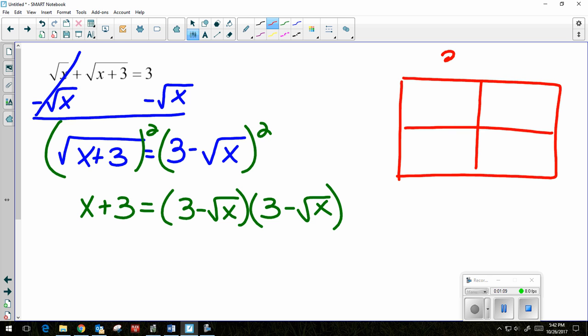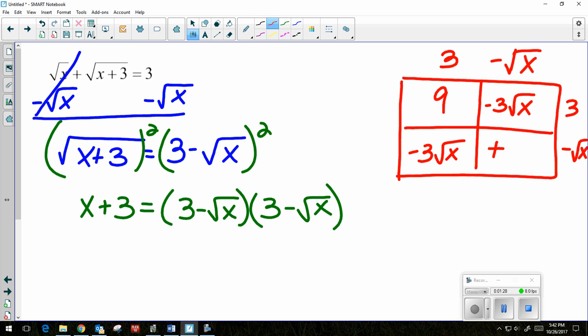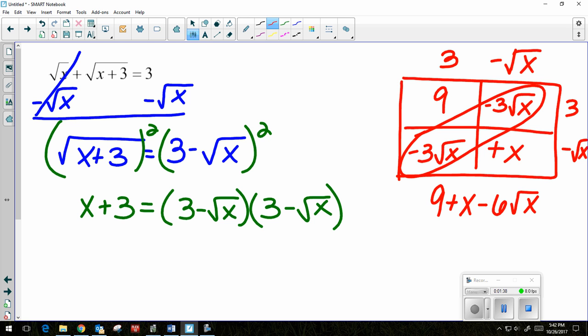So I have 3 minus radical x, 3 minus radical x. 3 times 3 gives me 9. 3 times minus radical x is negative 3 radical x, which is the same thing up in this corner. And then negative times a negative is a positive, and radical x times radical x is x. If I combine my like terms, I have 9 plus x minus 6 radical x.